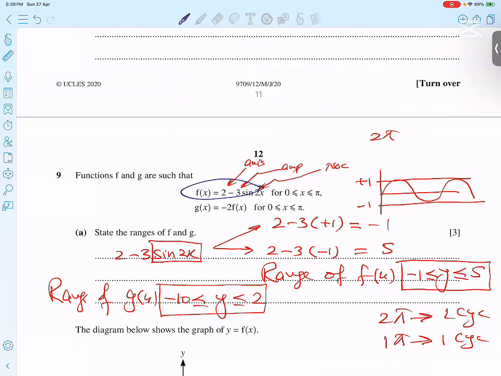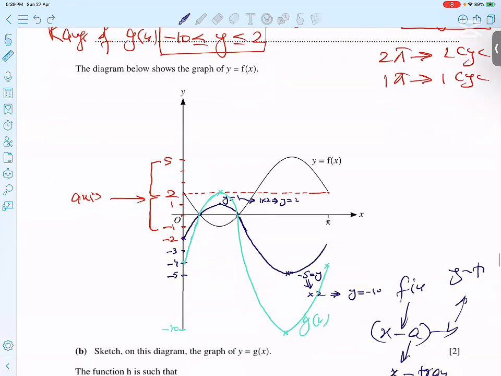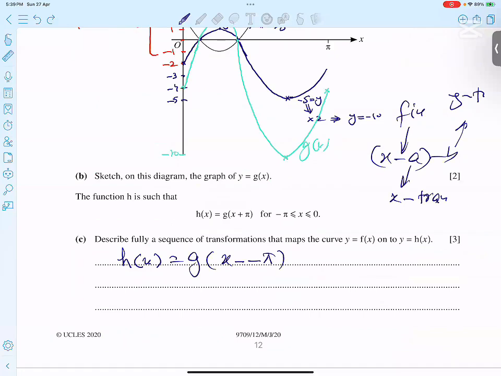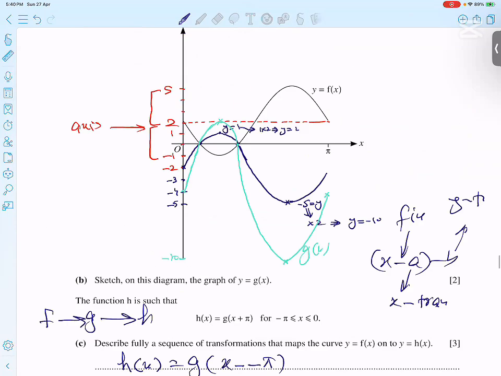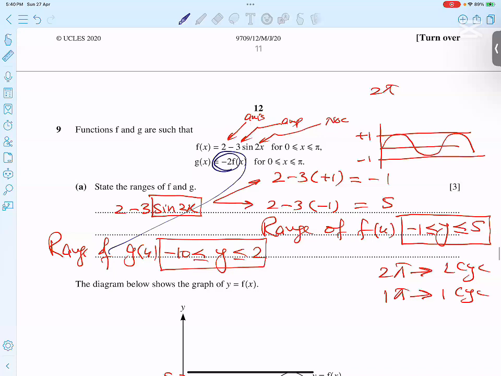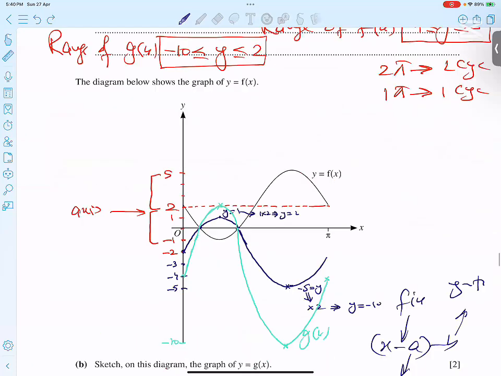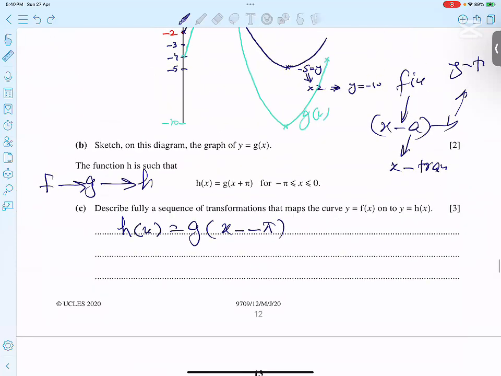So first of all, do you know how F shifts onto G and G shifts onto H? Repeat my words. Because look here, G shifts onto H. So basically, when we talk about G, there are two parts here. This negative sign is reflection and the 2 is stretching. So I'm writing two answers first of all. So have a look.